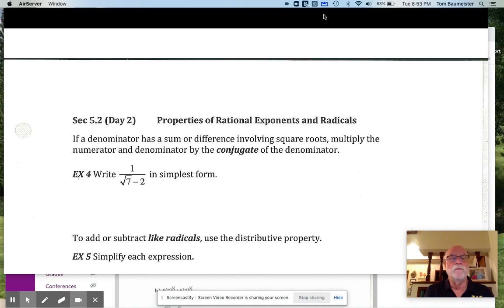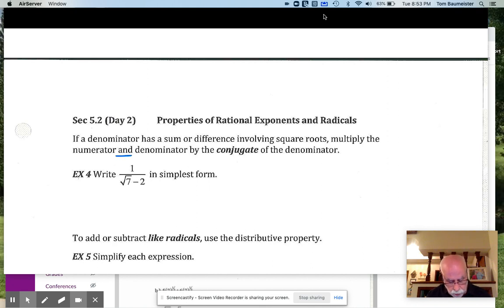Right, section 5.2, day 2, properties of rational exponents and radicals. So if a denominator has a sum or difference involving square roots, multiply the numerator and denominator by the conjugate of the denominator. So we did do these earlier with the conjugate.